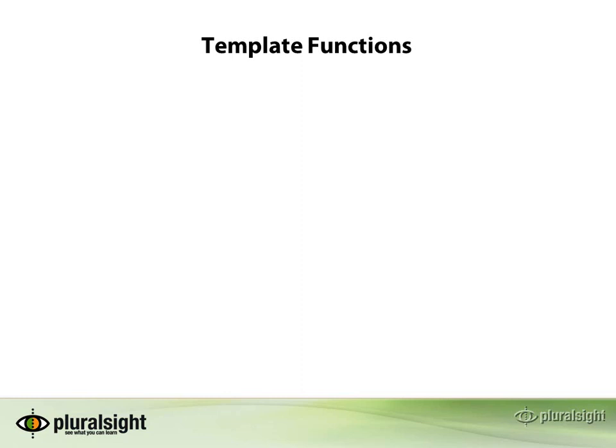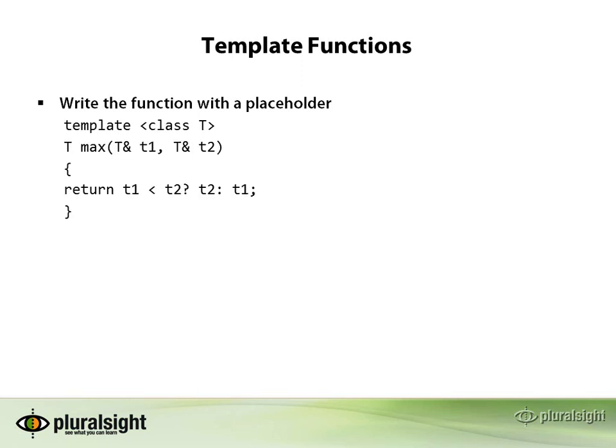Let me summarize what you just saw in that demo. First, when you want to write a template function, you write it out with a placeholder standing in for all the different types that the function might be used with. So here's max, for example. You start with template class T to indicate to everybody that this is a template and that T is a placeholder, and then you just use T as though it were a type throughout the function.